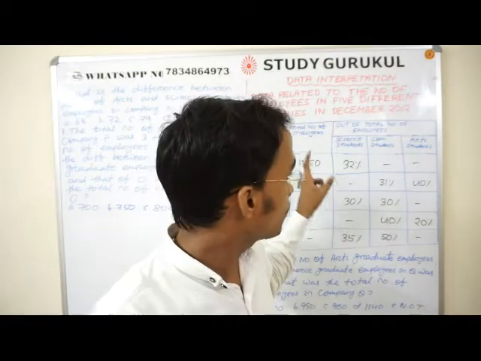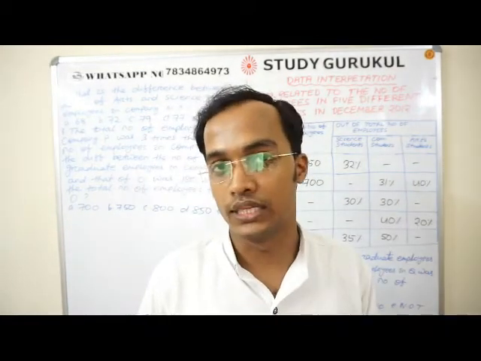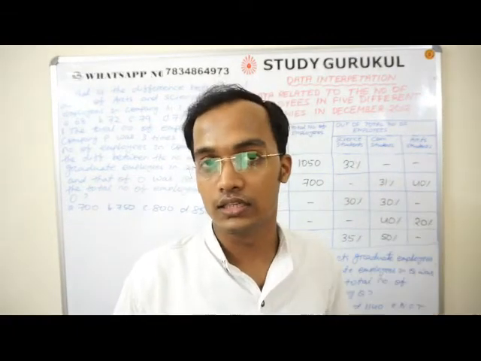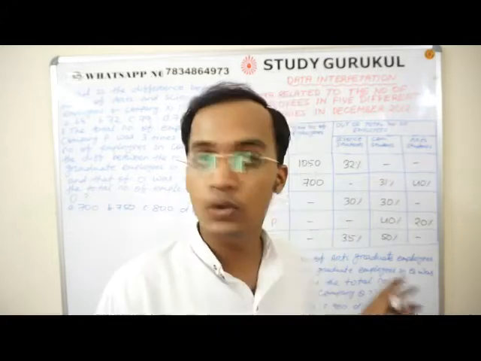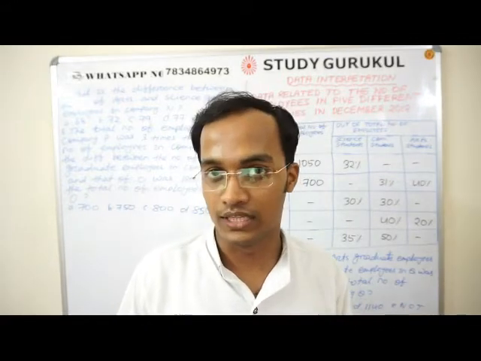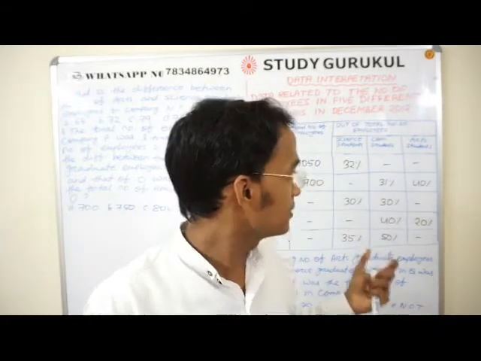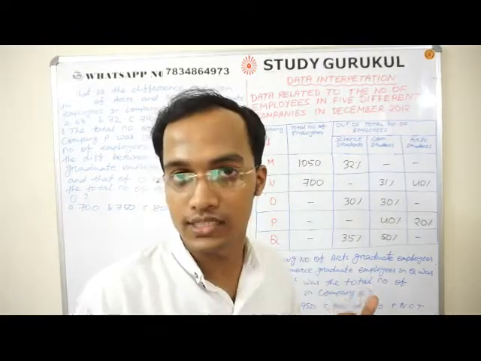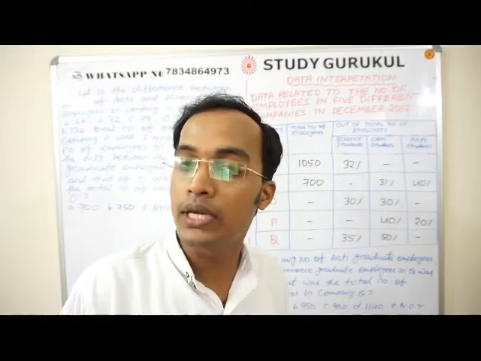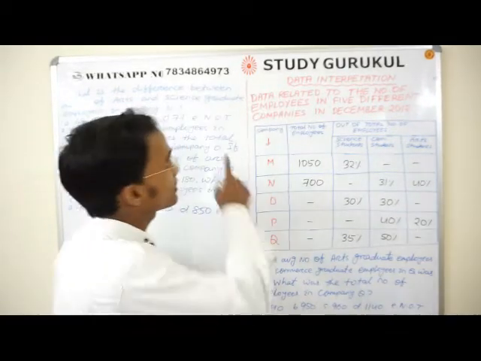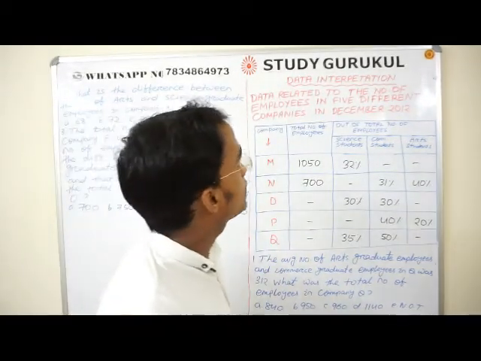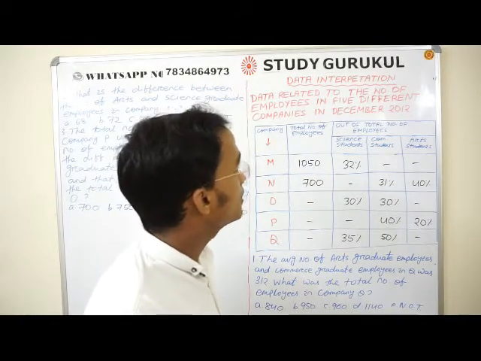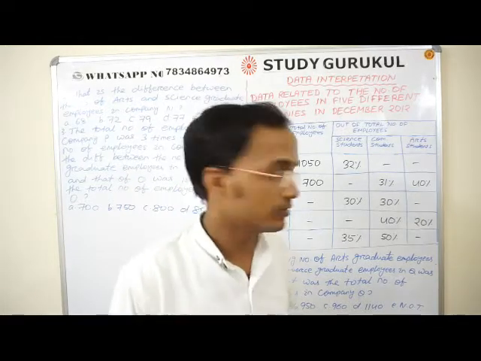Second point, you can't understand the question properly. If you know what data is given in the DI, then you can solve these questions easily. Okay, so we start. First discuss what the question is, what the question indicates, and what data is given in the question. See, data related to the number of employees in 5 different companies in December 2012.